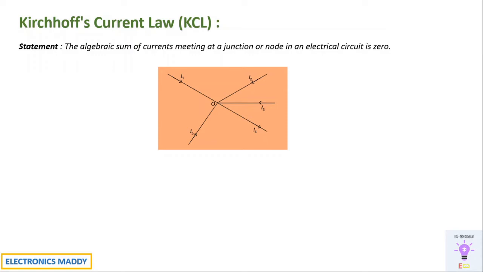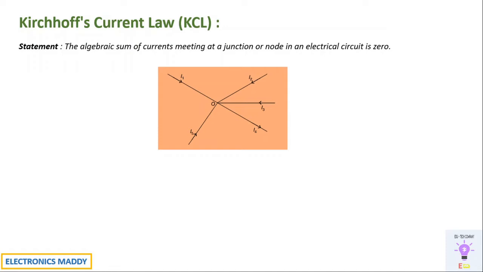A junction is a point where two or three electrical components meet at a particular point. So, for example, in this case, we have five currents I1, I2, I3, I4, I5, out of which I1, I2, I3, and I5 are entering currents, and I4 is the leaving current. So, what is the statement? Referencing with respect to the figure over here.